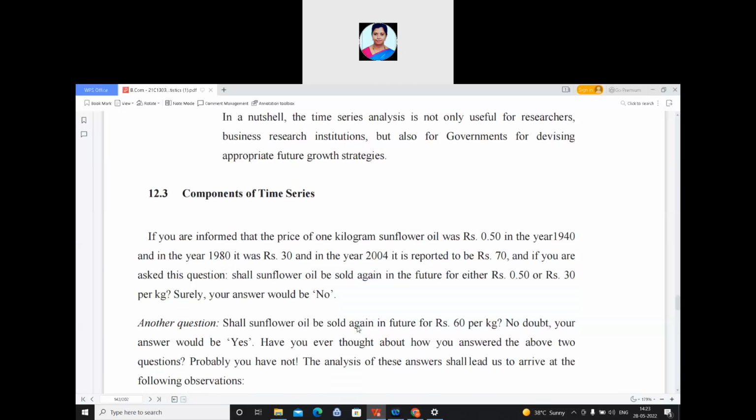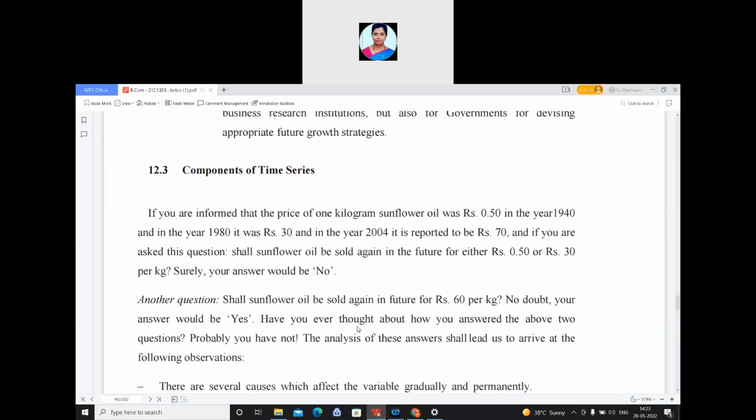So sunflower oil can be sold again in future for rupees 60 per kg, not out. So we can say that, per kg, if it is 60, it is yes. Okay. However, think about how you answered the above two questions. Probably for the first two questions we might have answered no. Okay. And the analysis of these answers shall lead us to arrive at the following observations.